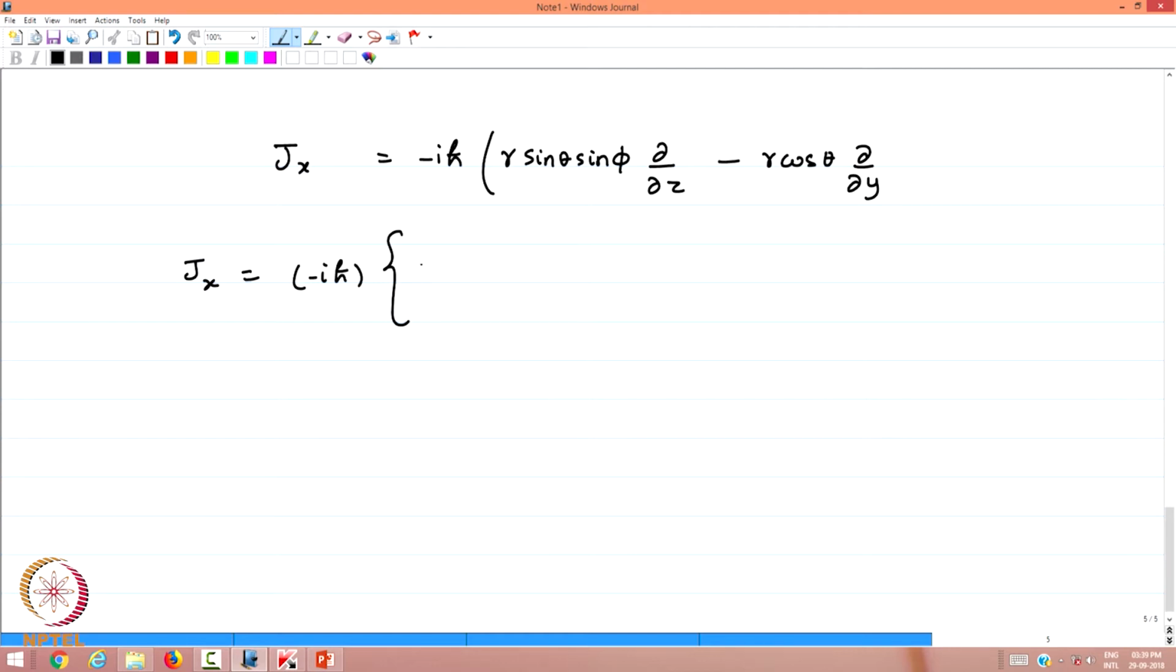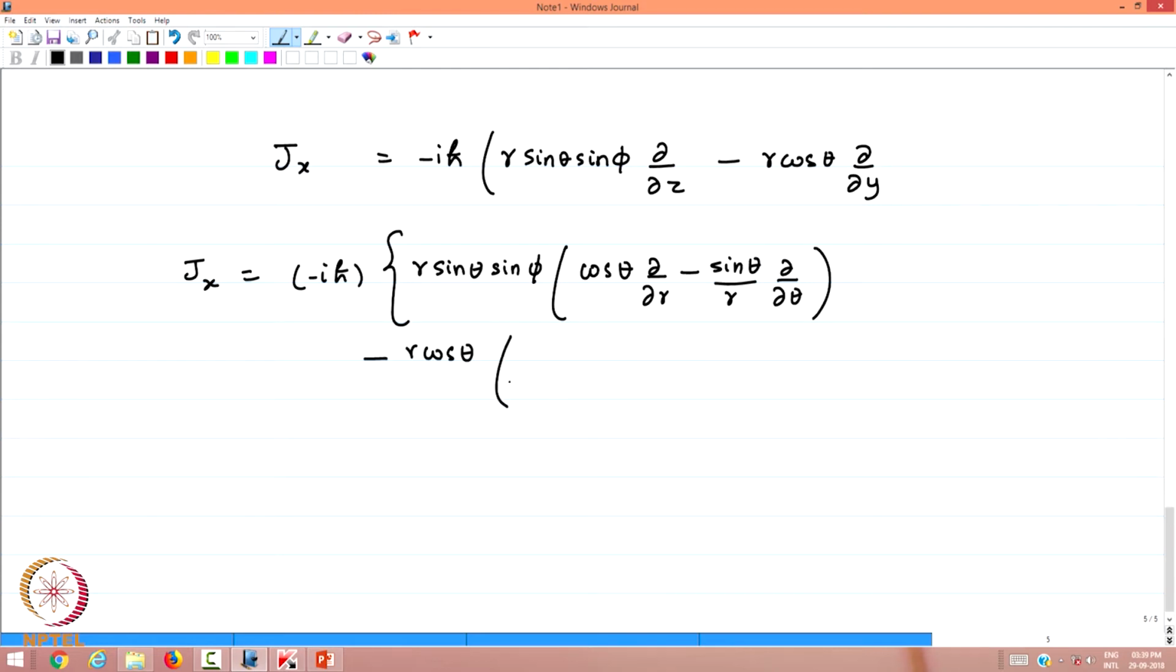The derivative that you have to worry about is ∂/∂z, which is given as cos θ ∂/∂r minus sin θ by r ∂/∂θ, and the other expression is the z, which is minus r cos θ times sin θ sin φ ∂/∂r plus cos θ sin φ by r ∂/∂θ plus cos φ by r sin θ ∂/∂φ. Okay.